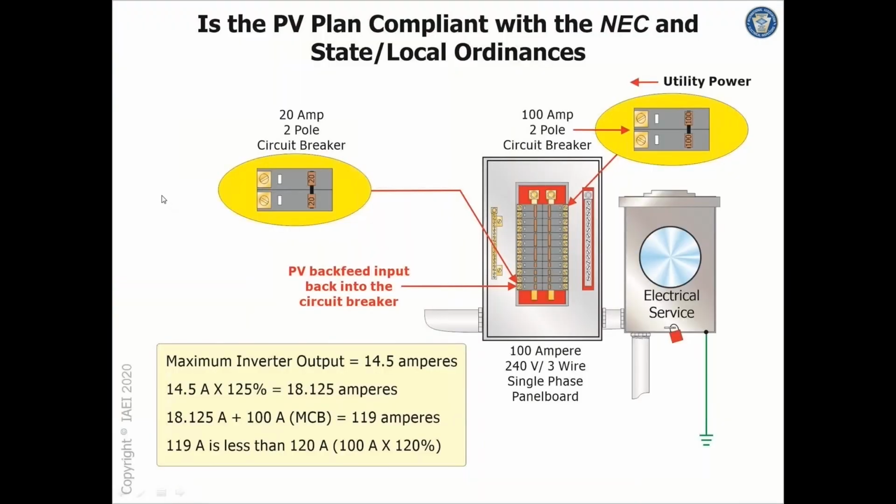So putting that math into action with our drawing, if we had a 100 amp panel with a 100 amp main, we're allowed 120 amps from all sources, 100 amps times 120%. What do we actually have? Well, our 18 amp continuous output from the inverter means we're under 118, 119 is less than 120, so we're good to go. That would work.